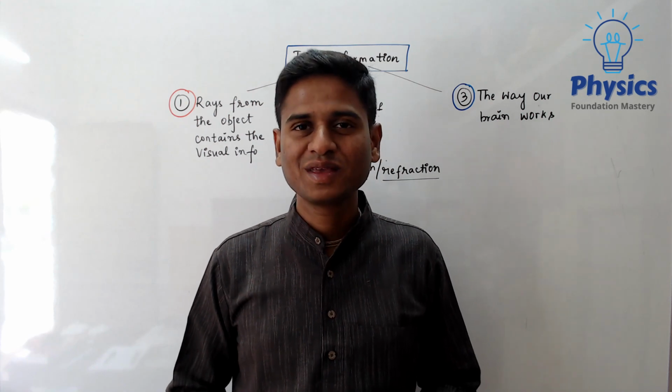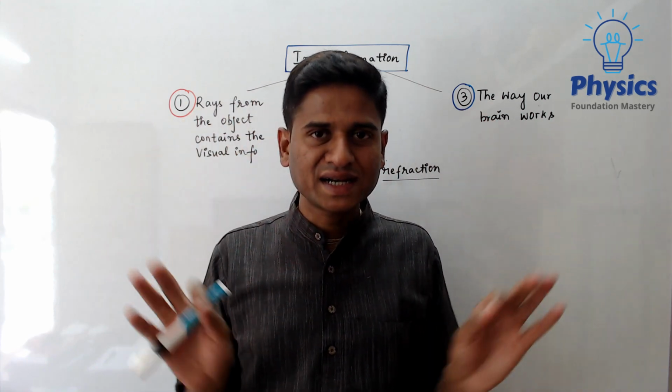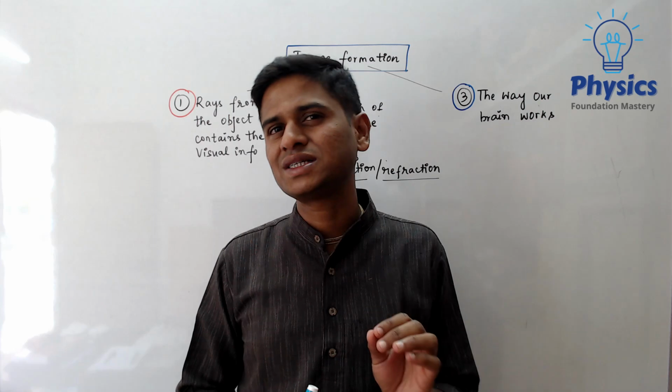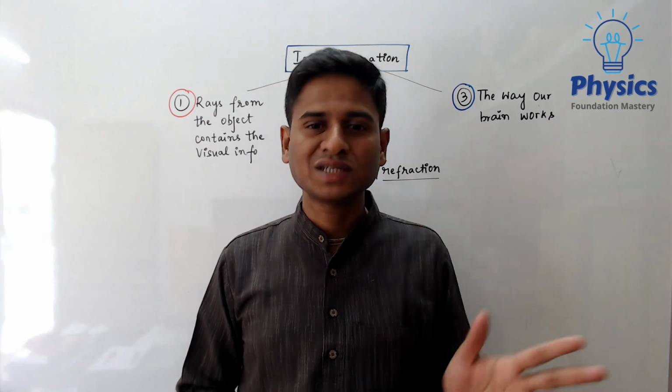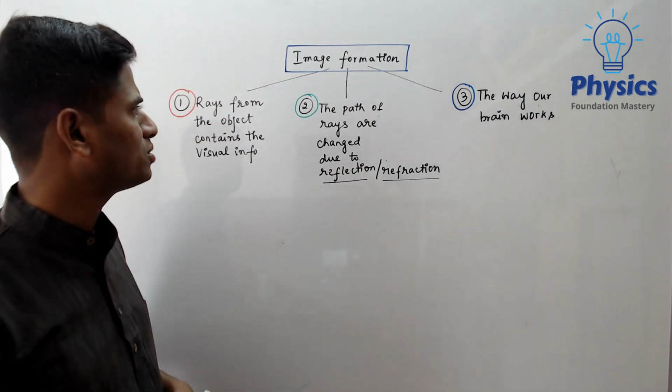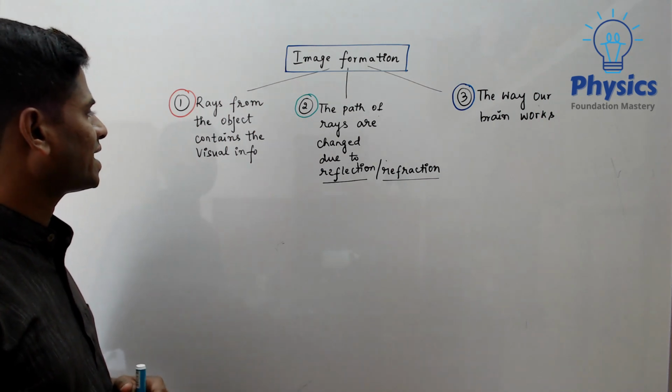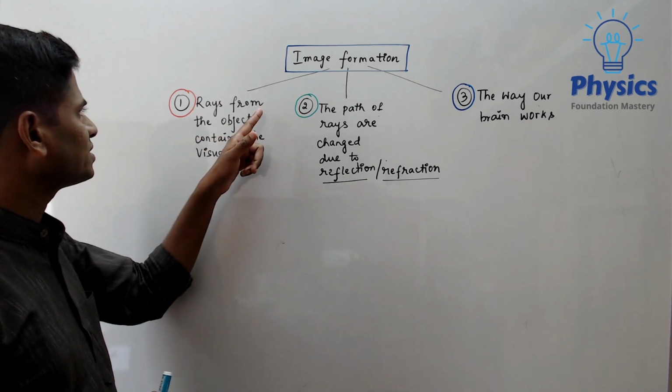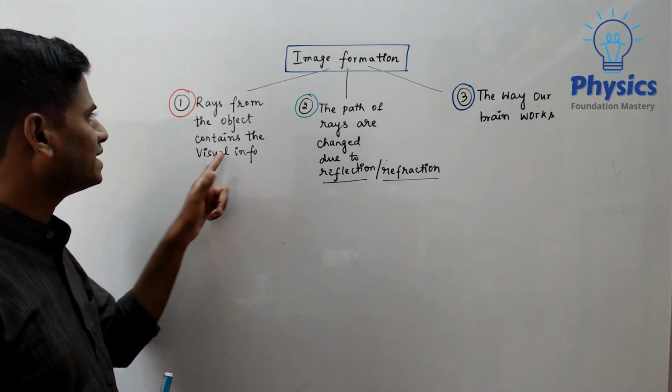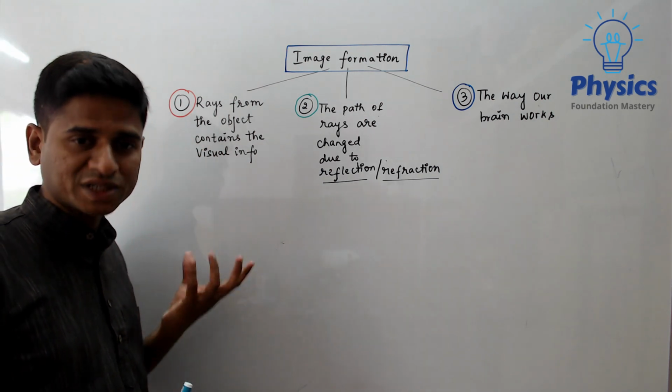Anyway, if I have to summarize the entire process of image formation, we need to understand a few important concepts. What are they? Here I have put down. The first aspect is that the rays which come out from the object contain the visual information about the object.